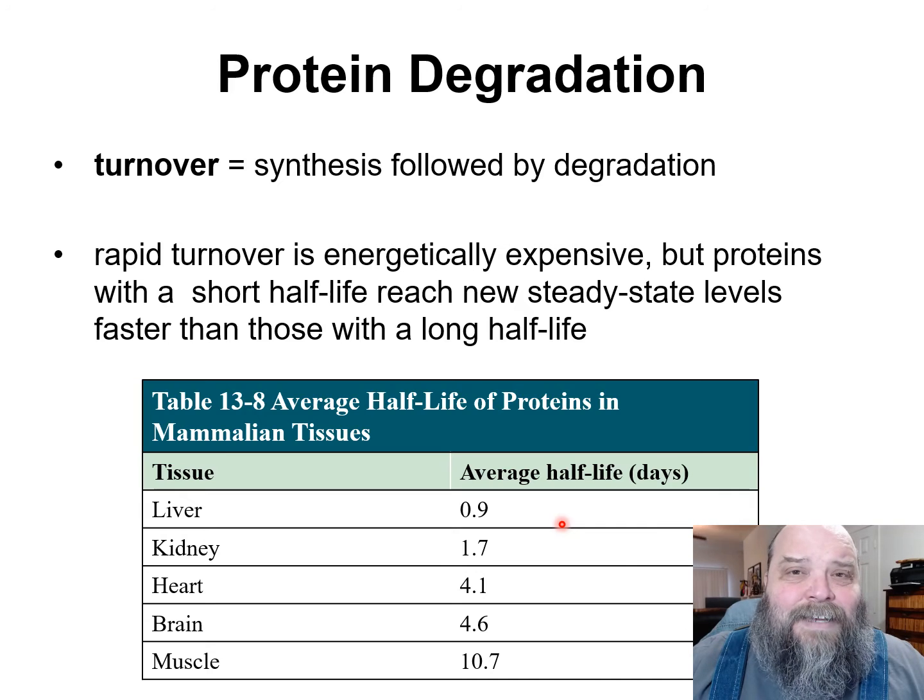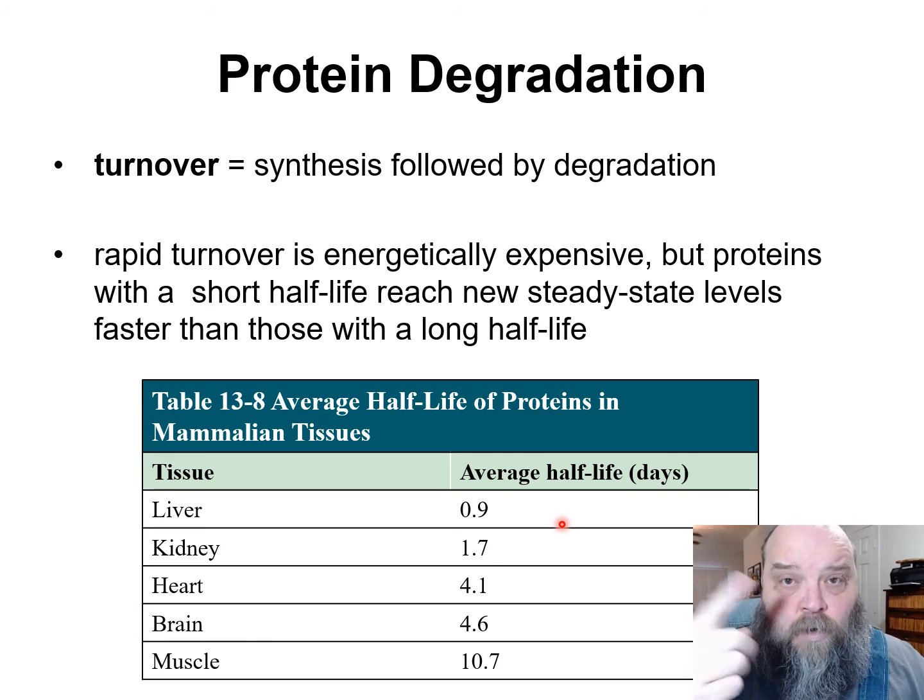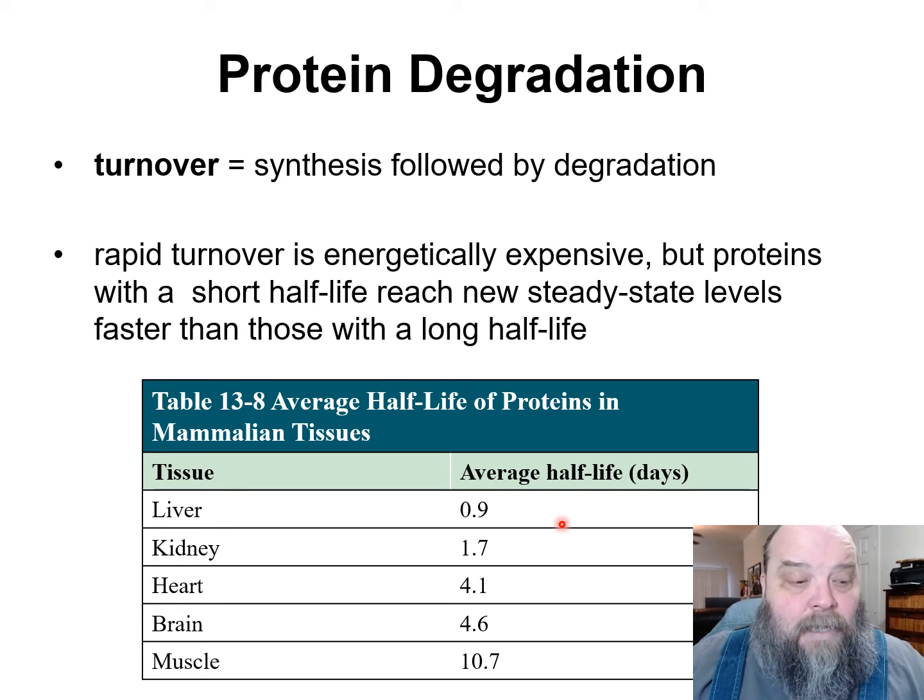So, hepatic cells are constantly getting damaged. It's their job. Their job is to take the abuse, which is also why you have a quick turnover of the proteins. You also have a quick turnover of hepatic cells.